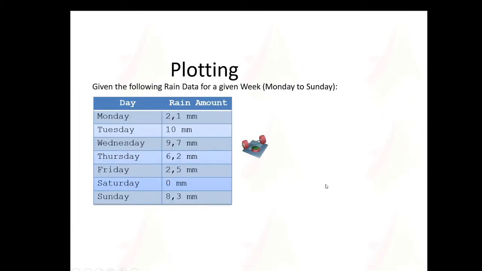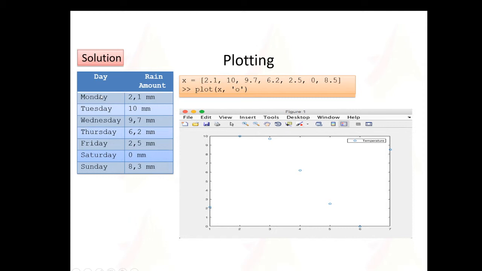Example for the plotting. You can see here another example. So for Monday, Tuesday, Wednesday, we have the rain values. These values are stored in x. Then I am plotting x, which means for day 1 it is 2.1, for day 2 it is 10, for day 3 it is 9.7. This is just a plot of x. I am putting the 0. The style is 0. If you want, put x or asterisk, whatever it may be. Okay, I am just giving the plot.